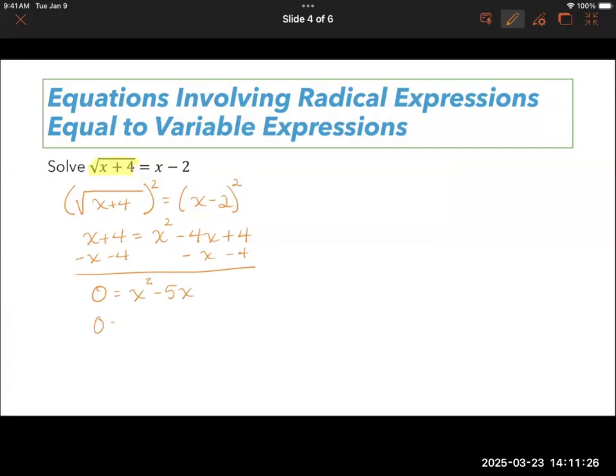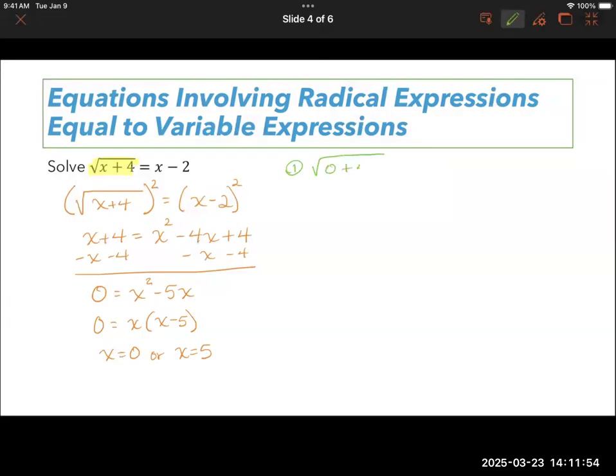Now I'm going to factor so that I can use my zero product property. So I have an x times x minus 5, which means that x could be equal to 0, or it could be equal to 5. So when I go to do my check now, I need to check both of those values to make sure they both work. So my first check is going to be with the 0.